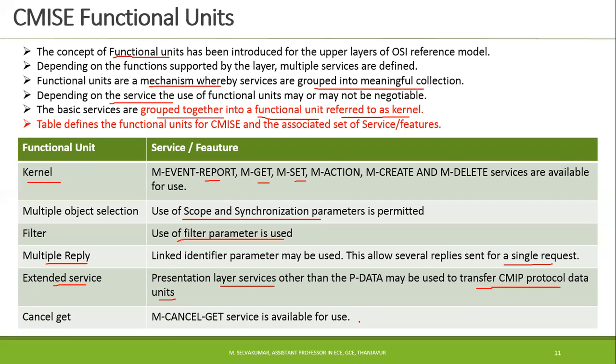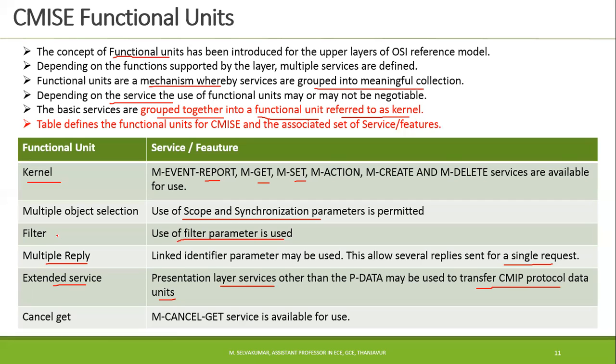To conclude, functional units group similar services into a meaningful collection. Sometimes these similar services we call the kernel. Scope and synchronization are similar services. M event report, M set, M create and M delete are similar services, and these are named the kernel. For multiple object selection, if filter is permitted, we can use the functional unit named filter.